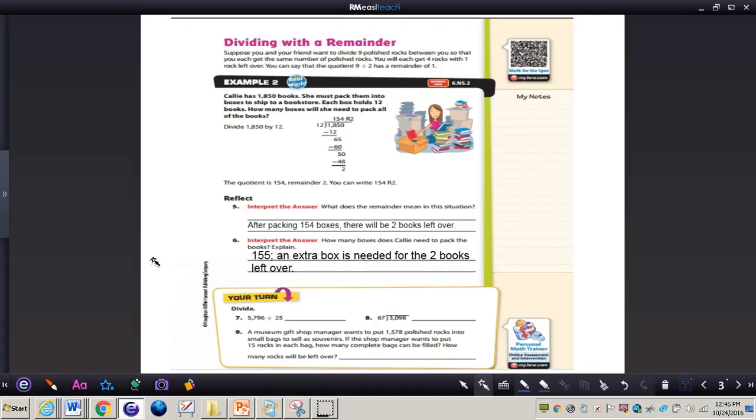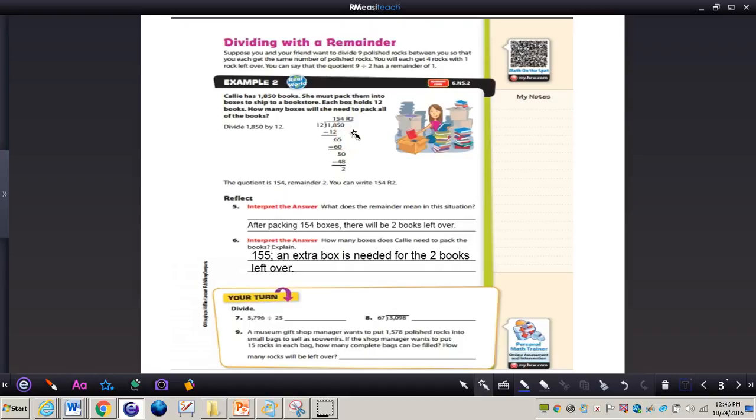You need to explain. So 155 total boxes. Why is that? Because there's 2 extra books, and there is a box that those books need to go into. So it's not 154 remainder of 2. That's how many boxes will be sent. A total of 155. The reason for that, again, is that even though there's only 2 of them, they will still need a box.